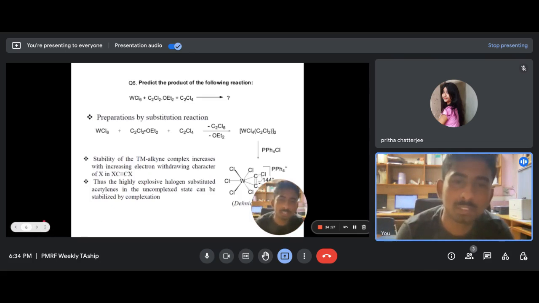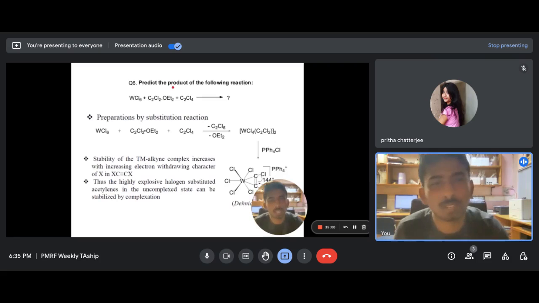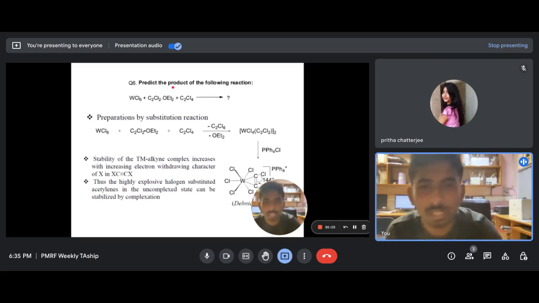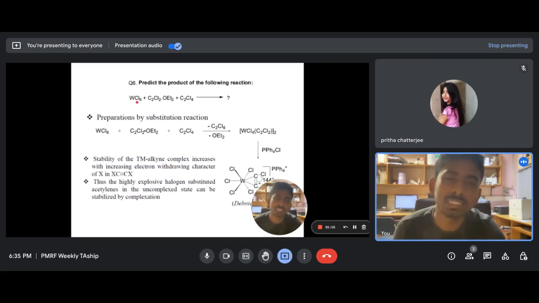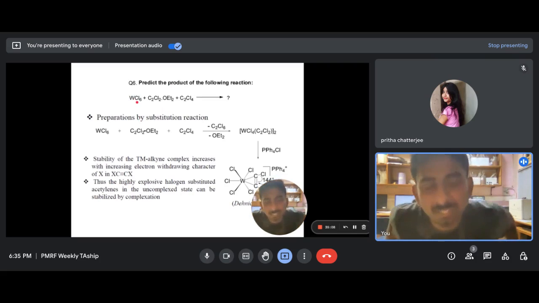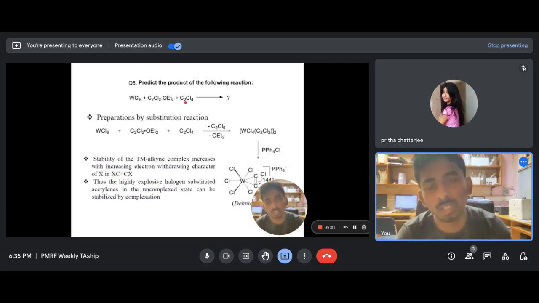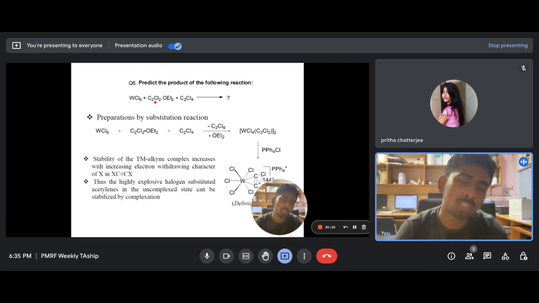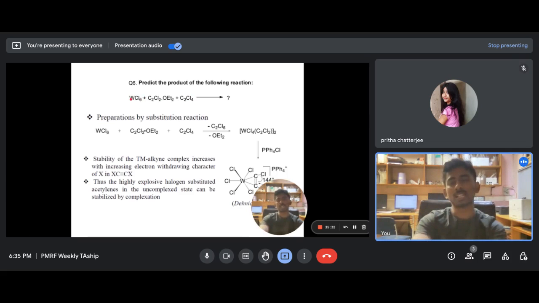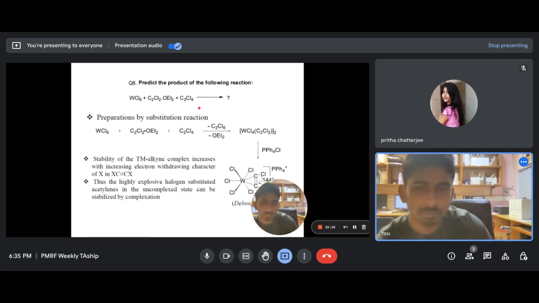In the next example, we are going to predict the product of the following reaction. This is tungsten hexachloride, tungsten in the +6 oxidation state, reacted with 1,2-dichloroacetylene diethyl ether complex. This is a very explosive complex, in presence of tetrachloroethylene. So both dichloroacetylene and tetrachloroethylene are given in the reaction. The corresponding reactants are tungsten hexachloride. So what is the product?